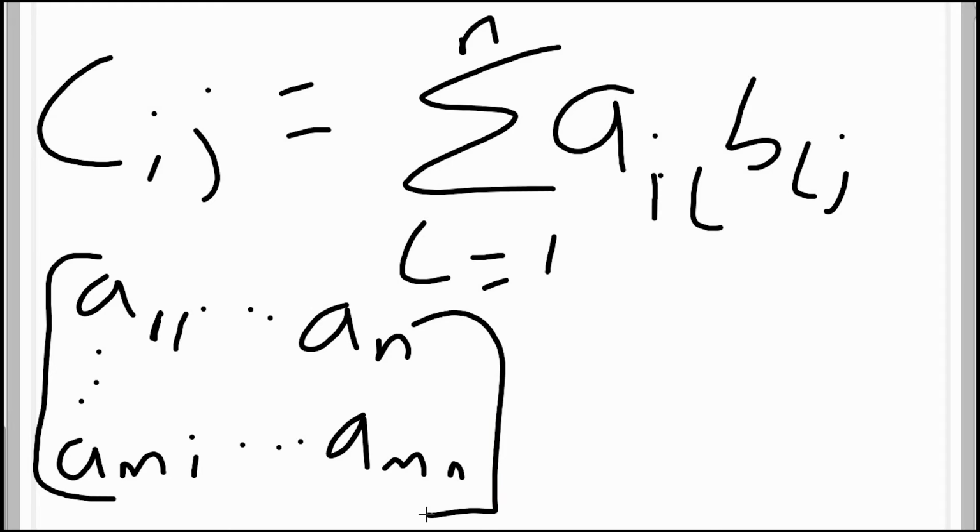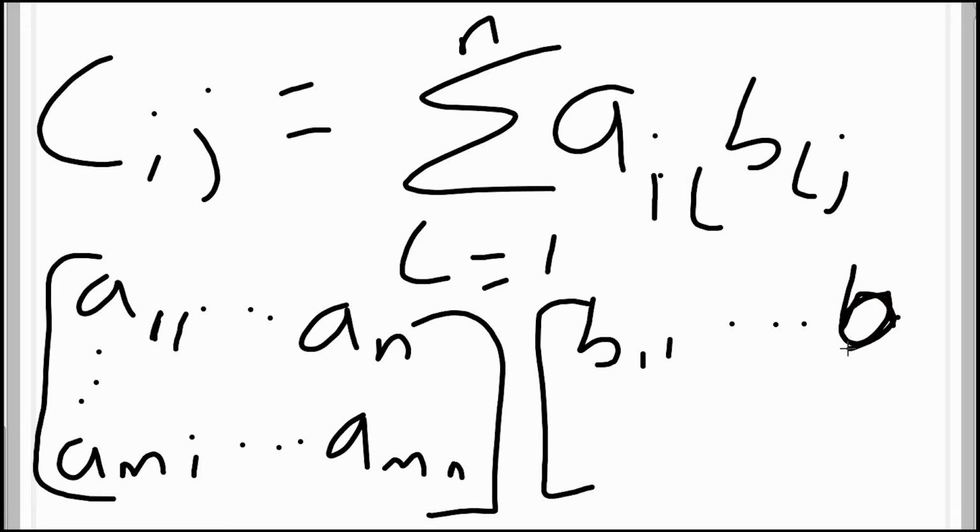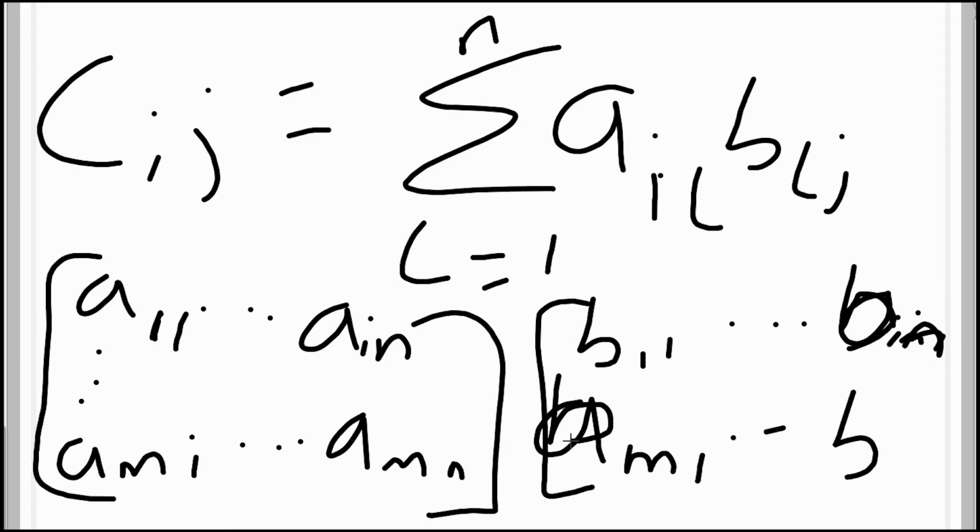So then we have B11 ... BN1, right? B1N, sorry, it's supposed to be 1. Yeah, then we have AM1 to B, it's supposed to be B, that's BMN. So these are matrices now.